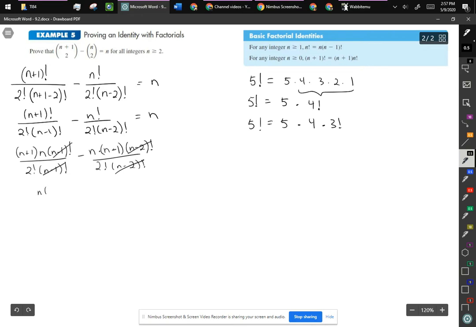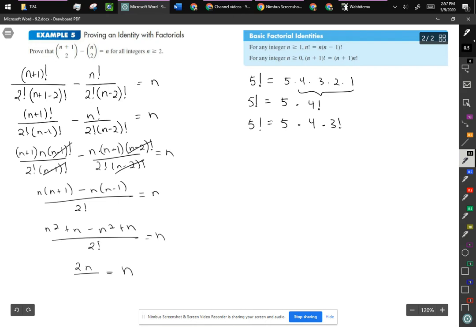And now I have n plus 1 minus n minus 1 over 2 factorial, right? I want this to equal 1. That's going to be n squared plus n minus n squared minus n, plus n, sorry, over 2 factorial. And my n squares cancel out, so it's going to be 2n over, well, 2 factorial is just going to be 2. So n is equal to n. And I've proven that n plus 1 choose 2 minus n choose 2 is equal to n.